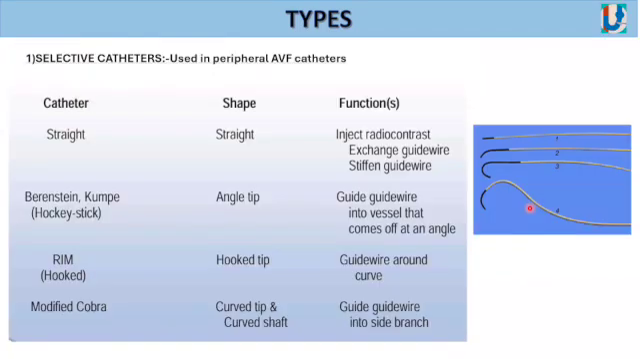Angled is Bernstein and Ka. Bernstein. Hooked is the rim catheter. And this curved catheter is the Cobra catheter.